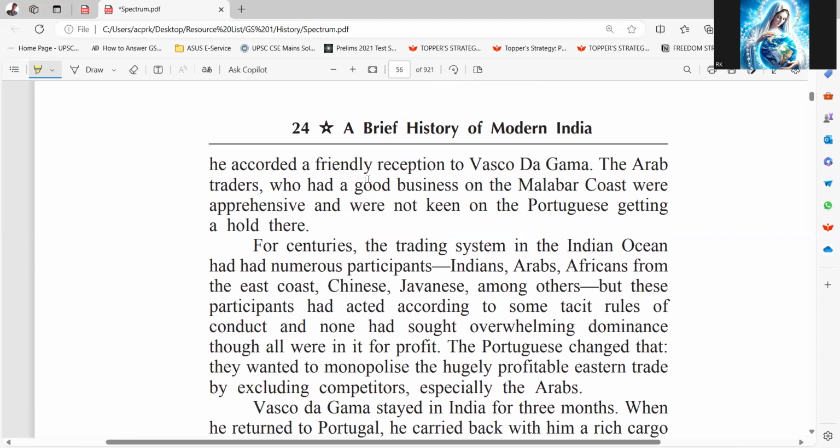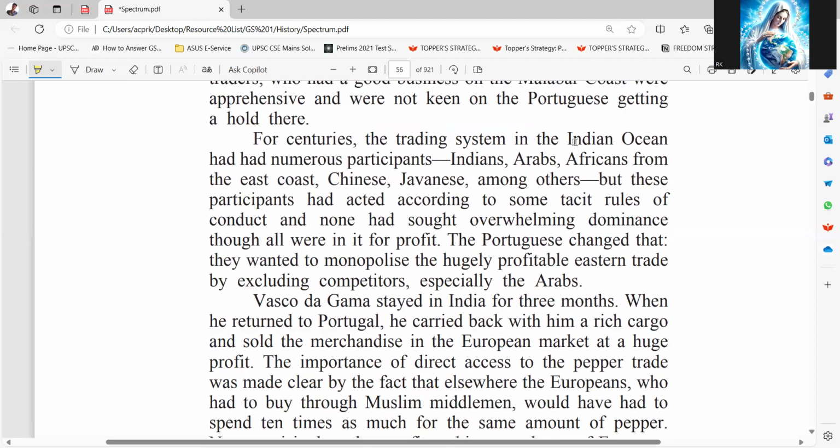getting a hold there. For centuries, the trading system in the Indian Ocean had numerous participants: Indians, Arabs, Africans from the East Coast, Chinese, Javanese, among others. But these participants had acted according to some tacit rules of conduct, and none had sought overwhelming dominance, though all were in it for profit. The Portuguese changed that. They wanted to monopolize the hugely profitable Eastern trade by excluding competitors, especially the Arabs.